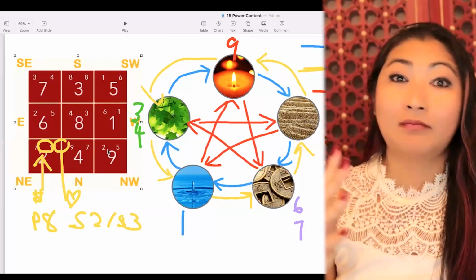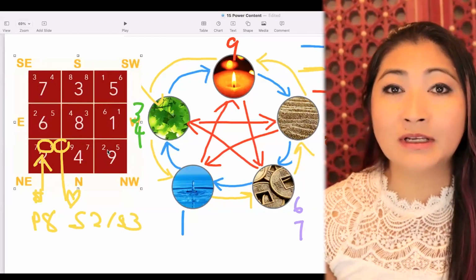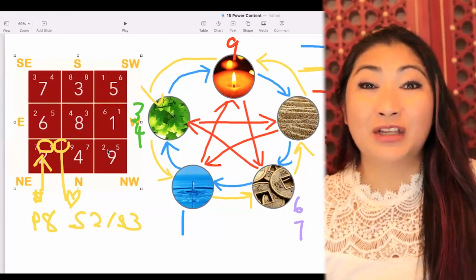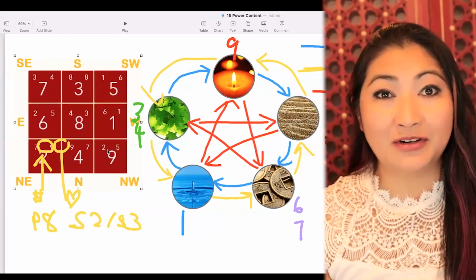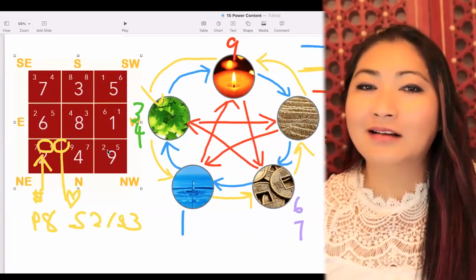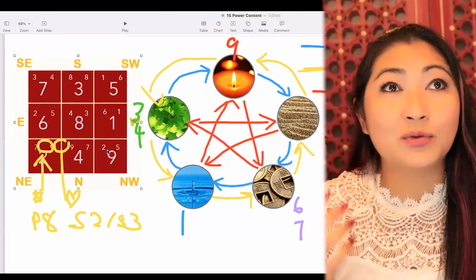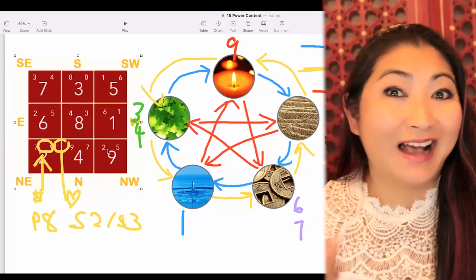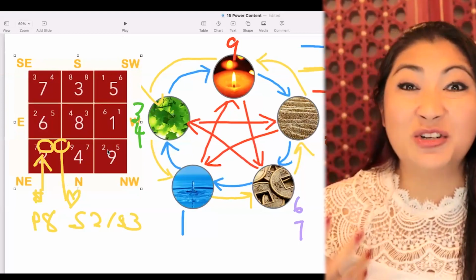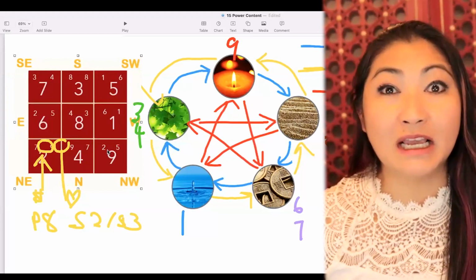Do we want, in some rooms, if you want to activate money, you miss out on the health and relationship energy. And sometimes if you activate health and relationship, you miss out on the money energy. So you have to prioritize what is the energy, i.e. the element that you want to activate in each of the rooms in your home.